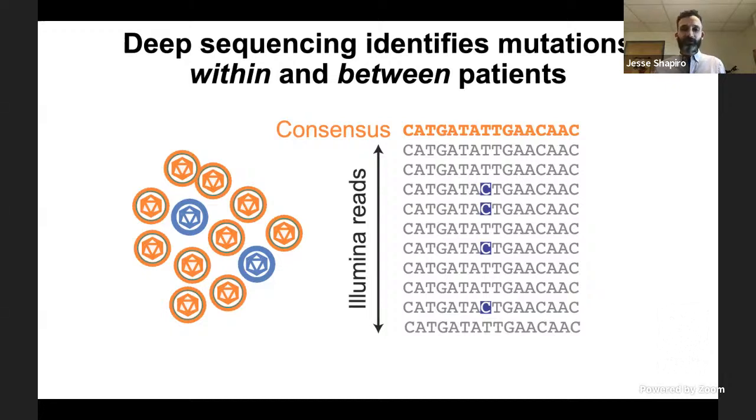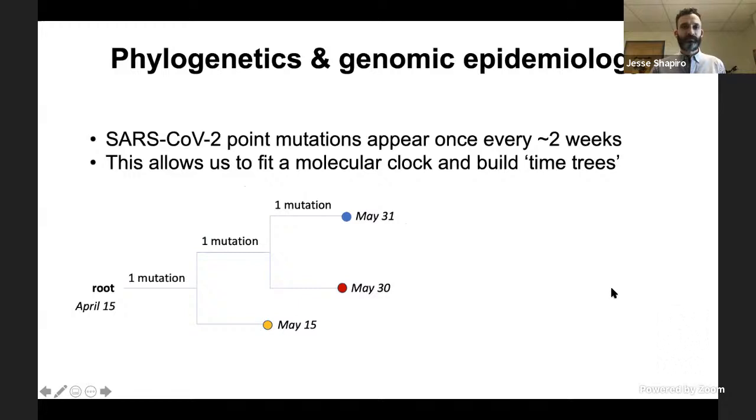Okay, so the first part of my talk is really going to just focus on these consensus sequences, just assuming that there's one clonal virus per patient. And at the end, I'm going to get into some of this within-patient variation in the last part. All right, so a bit more about methods, phylogenetics and genomic epidemiology.